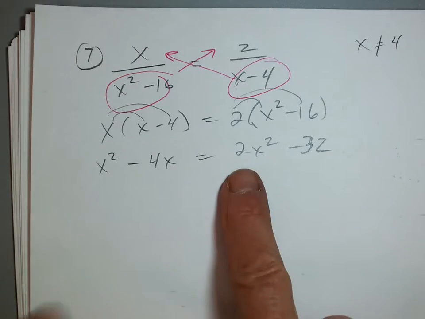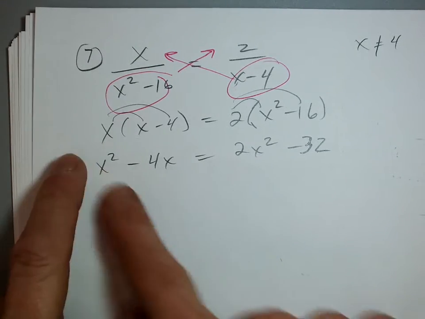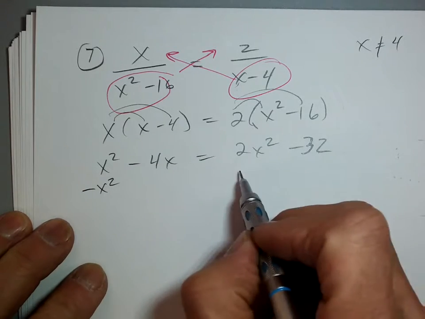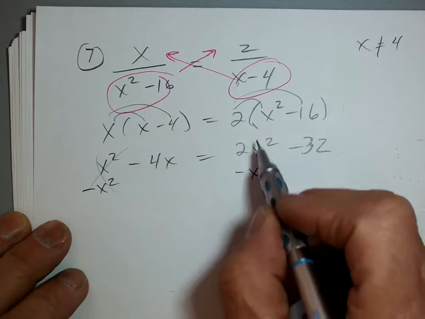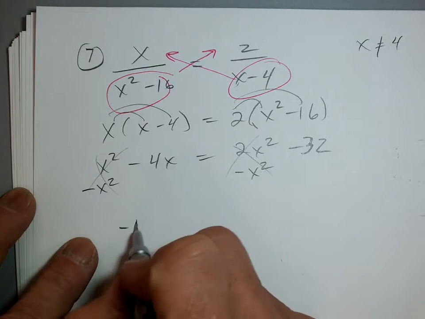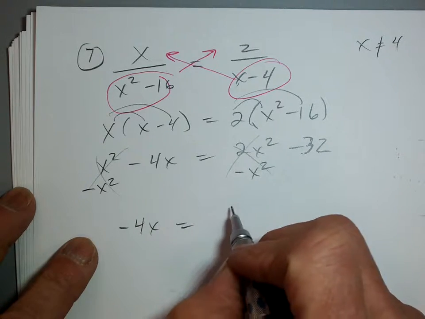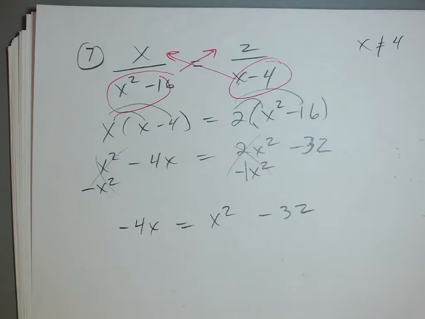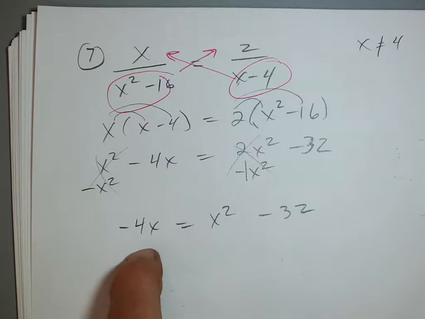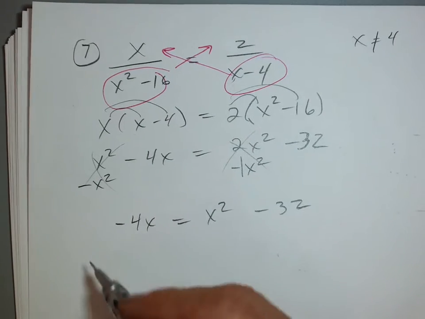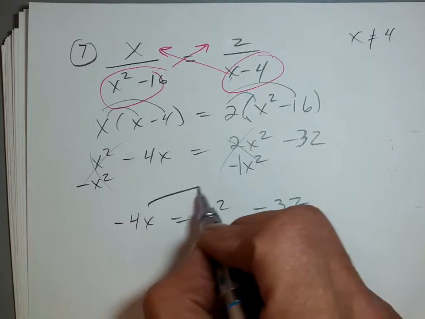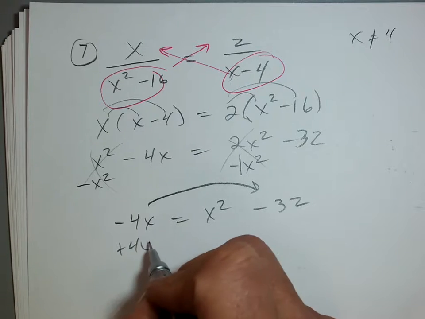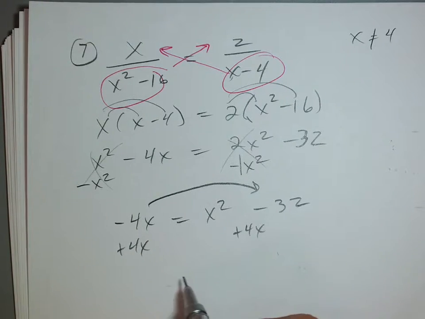So I've got x squared and 2x squared. So if I'm going to solve for x, I need to get everything over to one side, okay? So I'm going to minus an x squared to cancel it. Minus an x squared. That'll cancel that. Okay, so then I'd have a negative 4x equals 1x squared minus 32. Okay, now I still need to get rid of the 4x so I can factor. I want to set it equal to 0. So we need to factor eventually, so I need to bring the 4x over. So to bring the 4x over, I add it, right? So I'm going to go plus 4x, plus 4x.